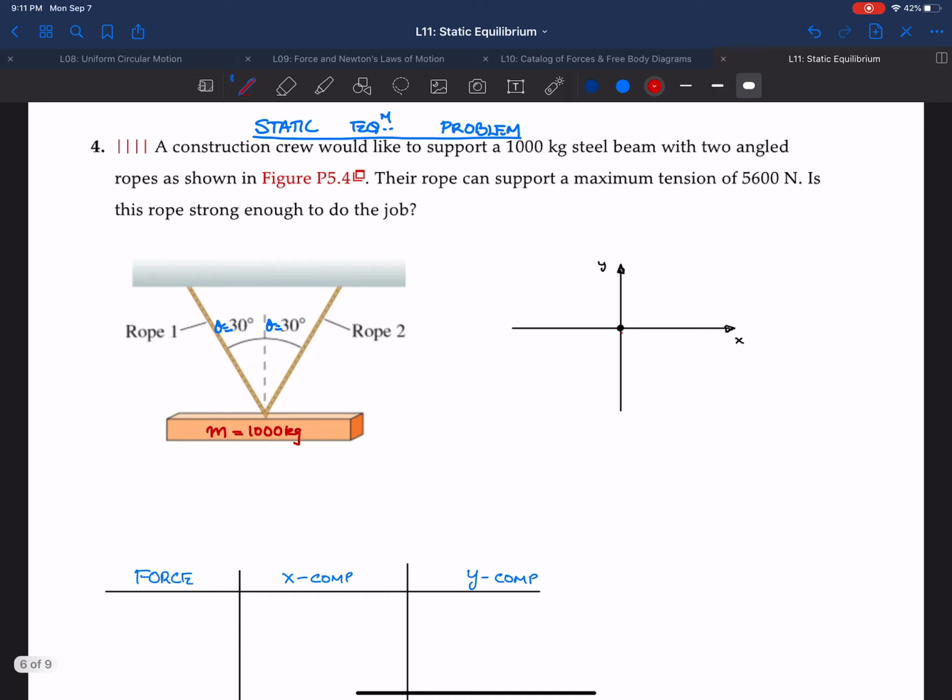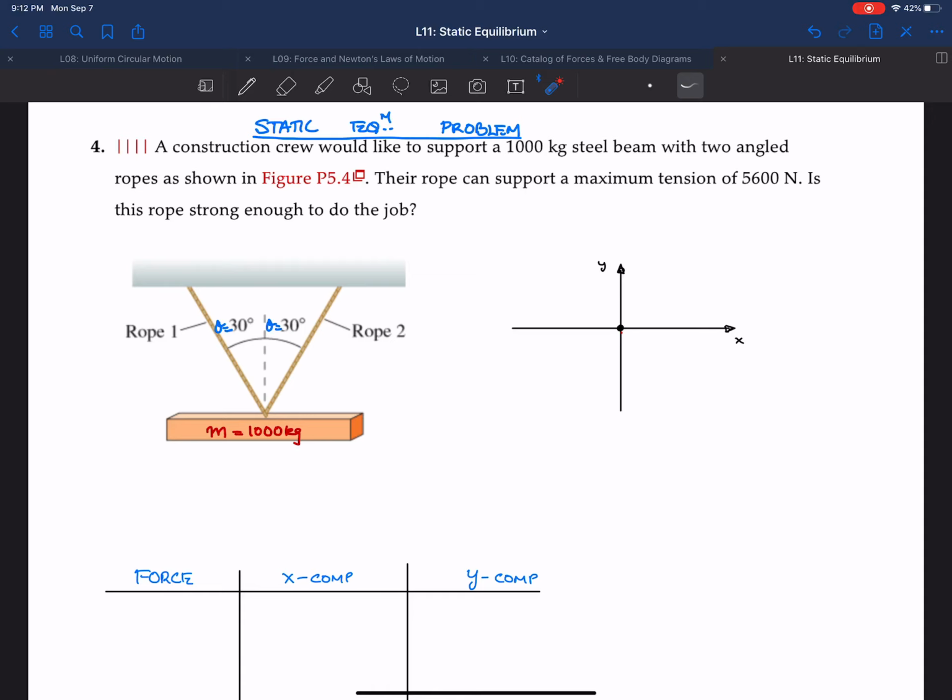So here is a question. This is a static equilibrium problem where you have an object which is at rest. So what do we have? A construction crew would like to support a 1,000-kilogram steel beam with 2 angled ropes as shown in the figure. The rope can support a maximum tension of 5,600 newtons, which means each rope can support a maximum tension of 5,600 newtons. Meaning that if the tension were to exceed that value, the ropes would give way or break. Okay, is this rope strong enough to do the job?